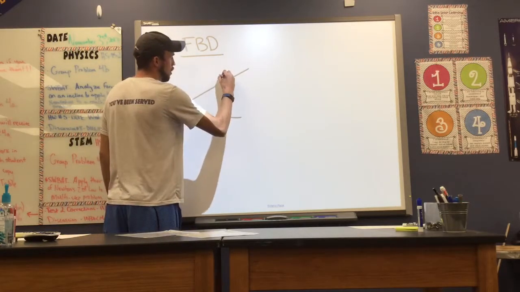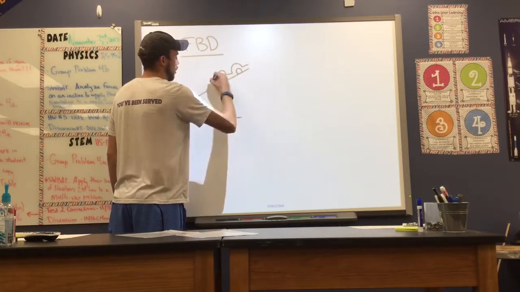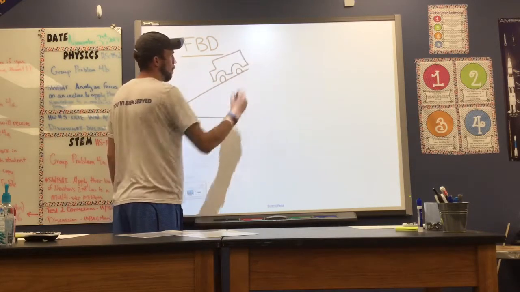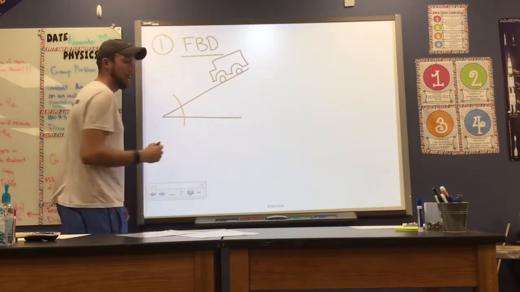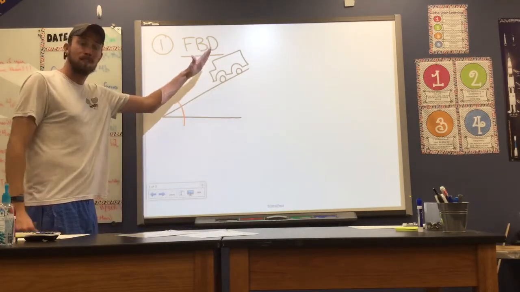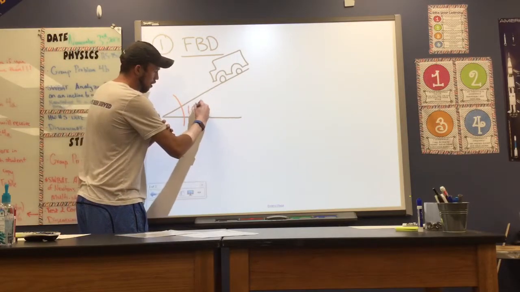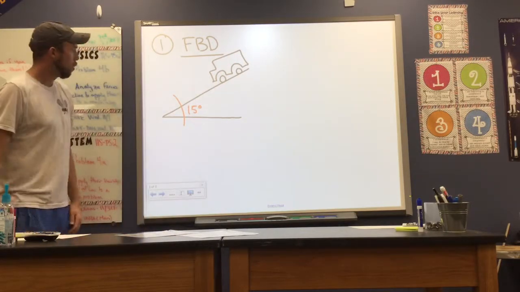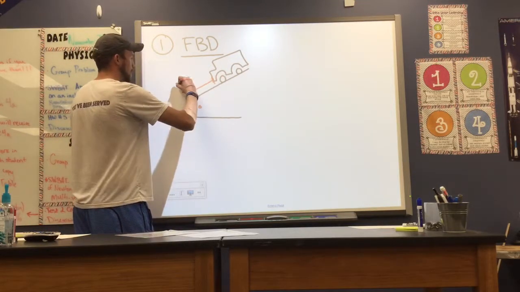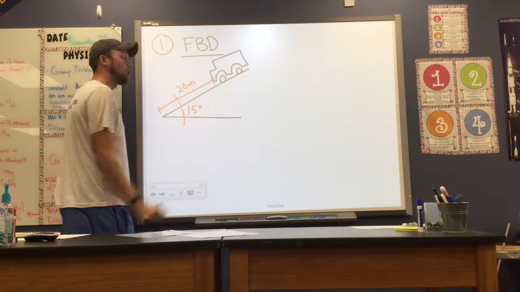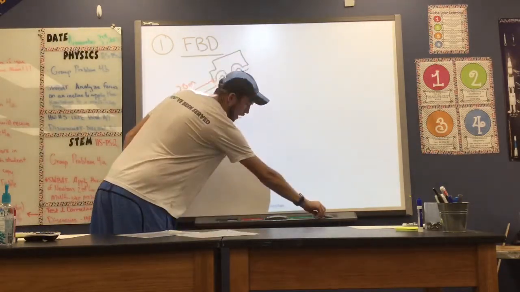Here's our hill. We've got a car on this hill. There we go, not bad. And then we are told we're at an angle of 15 degrees above the horizontal. We're also told that our car is 20 meters up the hill. And that will come into play later. And then we need to put together a free body diagram.